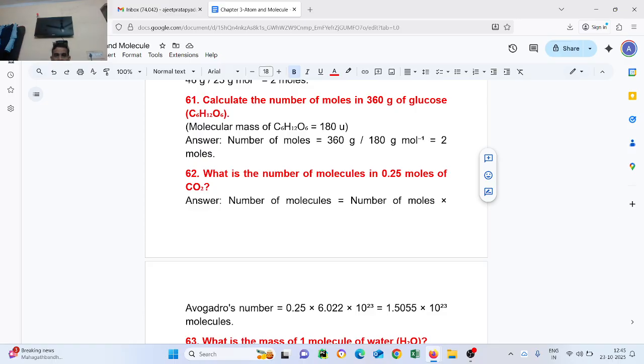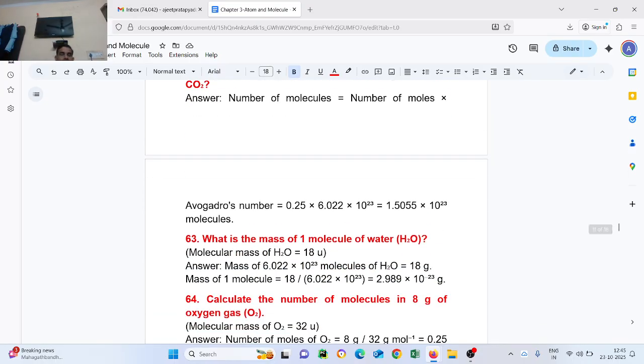Number of molecules equals number of moles multiplied by Avogadro number. 0.125 multiplied by 6.0222 multiplied by 10 to the power 23 is equal to 1.505 multiplied by 10 to the power 23 molecules. Question number 6: What is the mass of one molecule of water?